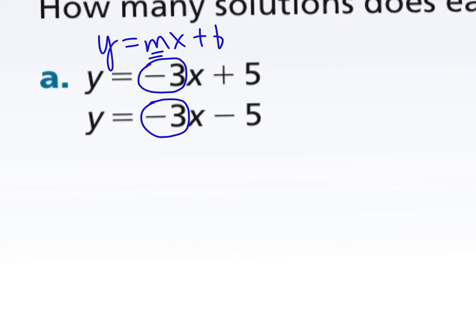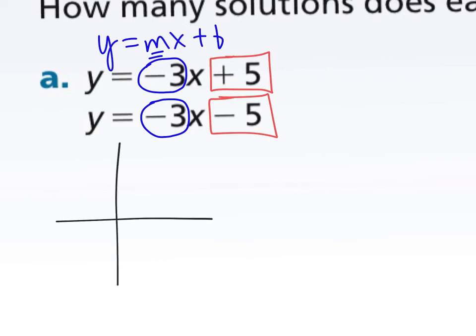If those were different, if we had different slopes, that means the lines would be angling differently and we would have one solution. Since they're the same, we're either going to have parallel lines or we're going to have the same line. We're going to determine that by looking at the y-intercept. So y-intercept of the first equation is 5, y-intercept of the second equation is -5. So same slopes, but different y-intercepts, just to kind of sketch out a little bit what this would look like. One has a y-intercept of 5, slope of -3. One has a y-intercept of -5, slope of -3.